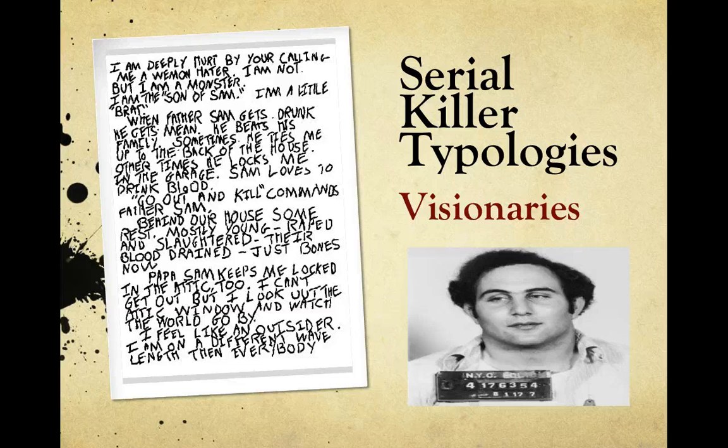Some other examples include Herbert Mullen, who killed 13, shot most of them. He claimed the voices told him to shave his head and burn his penis with a cigarette, which he obeyed. The voices also told him to kill in order to prevent a catastrophic earthquake.